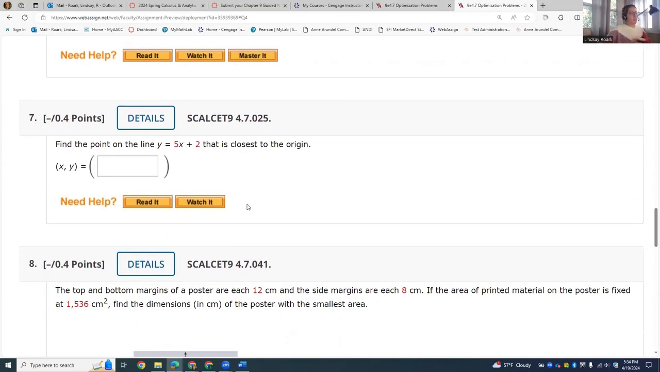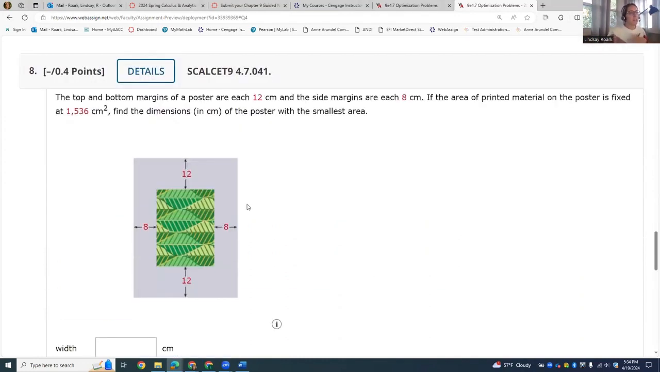This question is similar to one of the examples from the text, where it says find the point on this line that is closest to the origin. So if it's closest, they want you to minimize the distance, right? And for the point, the origin, we'd use 0, 0. And for y, we'd put 5x plus 2, right? So after a while, they do all start sounding similar. I know at first they don't.